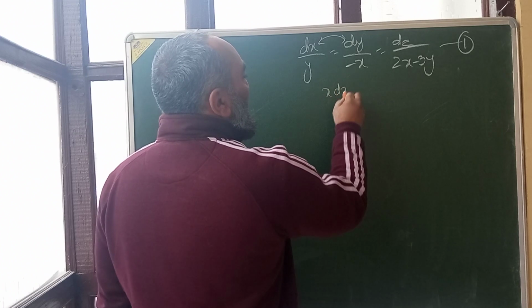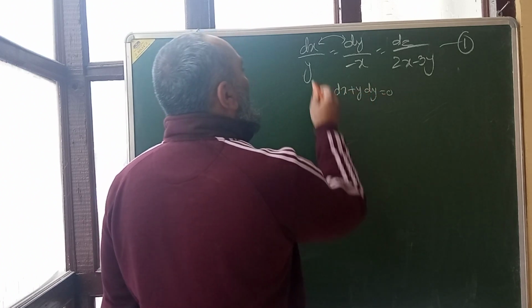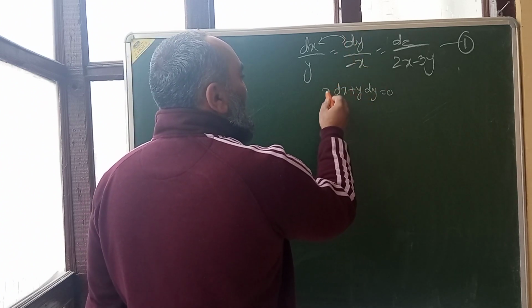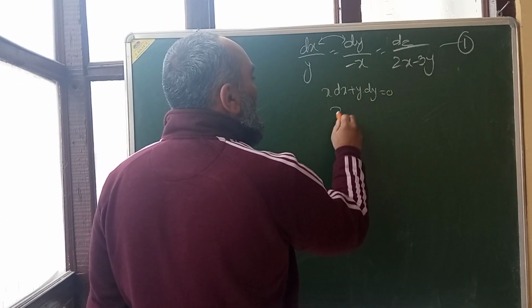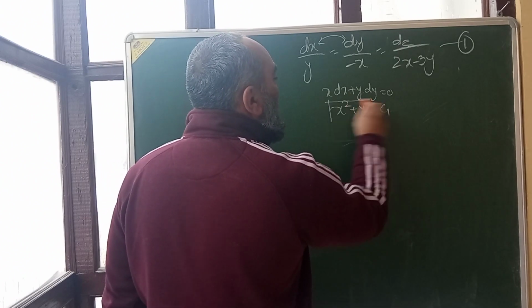x dx plus y dy equal to 0. I will get dx by y equal dy by minus x, or x dx plus y dy equal to 0, which gives x square plus y square equal to c1. See, this is a solution.